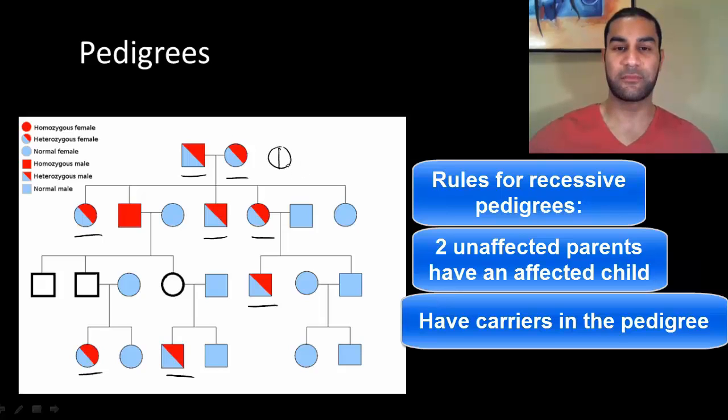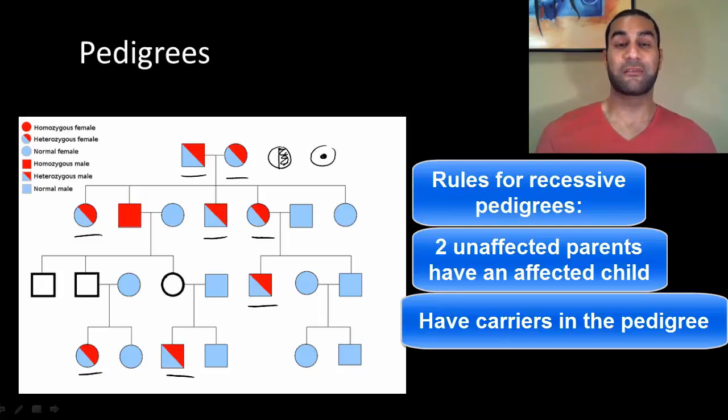Sometimes it's shaded down the middle, one side or the other shaded in. Sometimes you'll see a bullseye, a dot in the middle. All of those represent carriers for a trait. So they don't actually show for the trait, but they can pass it on. Just the fact that you see these means this has to be a recessive trait. You can't be a carrier for a dominant trait. If you have the dominant allele, you show for the dominant trait. So if you see any carriers in the pedigree, automatically you know that it's recessive.